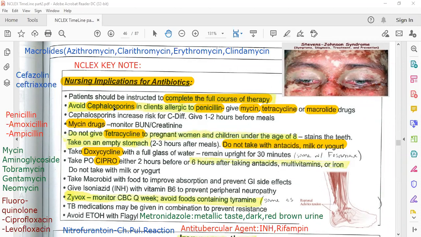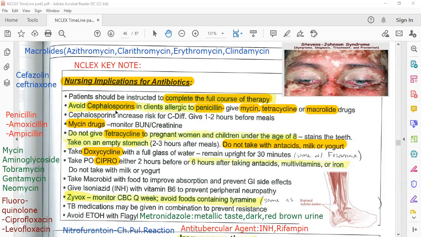We learn: do not give to the patient if they have an allergy to penicillin. Now I want to tell you something more about cephalosporin. Remember, cephalosporin can cause hyperglycemia. So if your patient is diabetic, they have to adjust the insulin doses. Sometimes cephalosporin can cause anaphylactic shock.